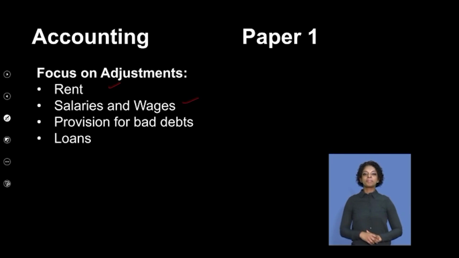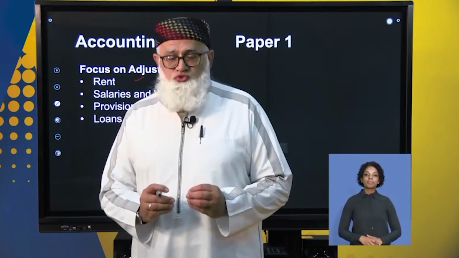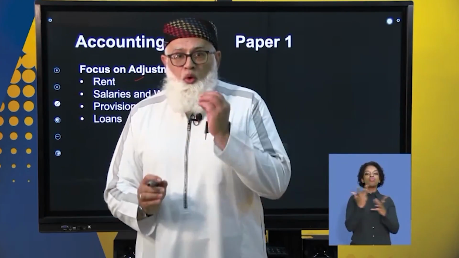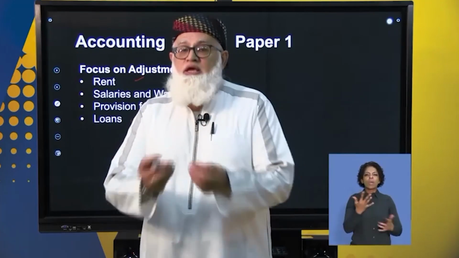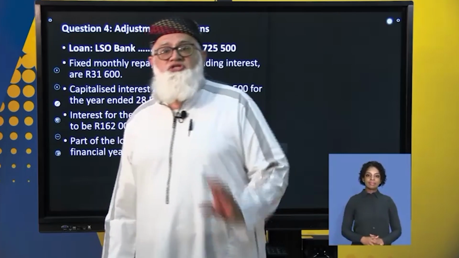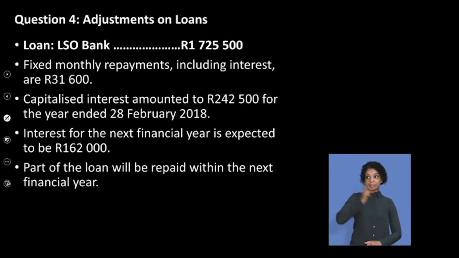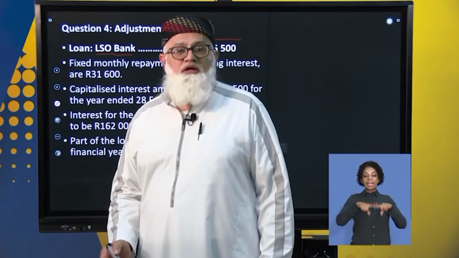So these are done and dusted. We now come to loans. Remember, when it comes to loans, it's important for you to understand what we mean by a loan being capitalized, as you will see when we work with this particular question. What are we told? We are told that we have a loan from LSO Bank, right? The value of the loan is 1,725,500. That's the value of your loan. That means we have a liability to the value of 1,725,500. Okay.